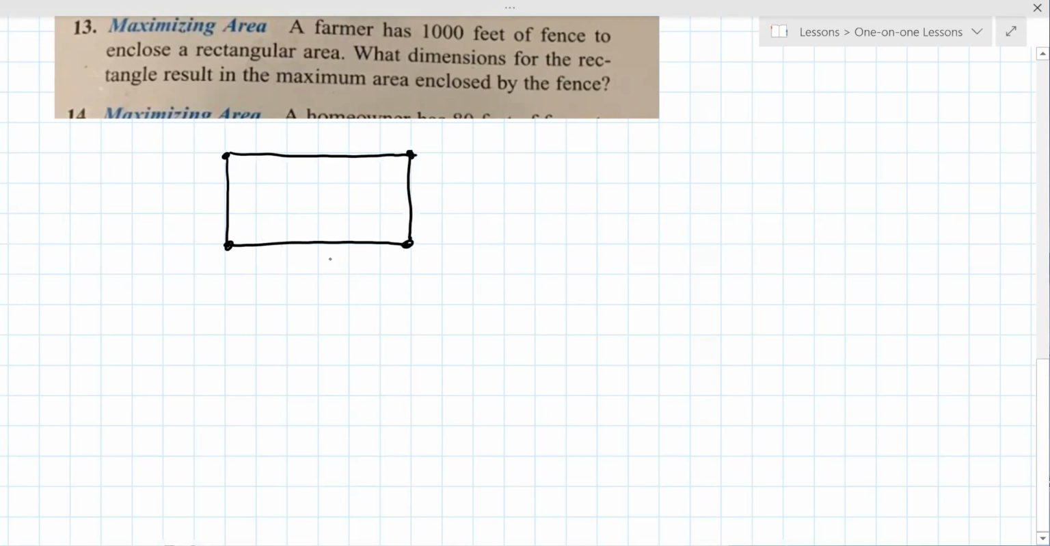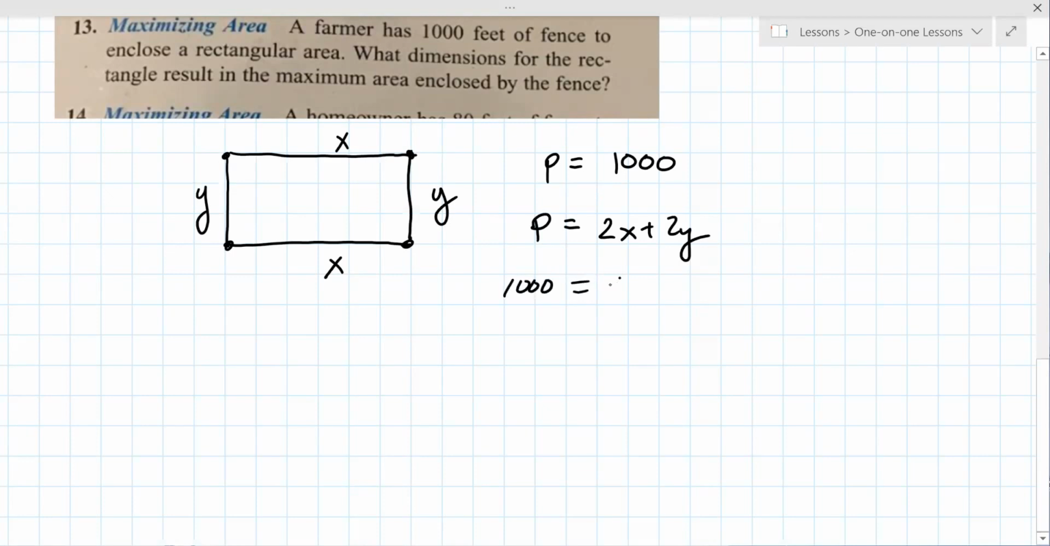So I'm going to call this x and this y, this x and this y. The perimeter is 1,000, but the perimeter is also 2x plus 2y. Yeah, and you can set those equal to each other. You can set 1,000 equal to 2x plus 2y. Divide everything by 2, so you get 500 equals x plus y. Now, that's not what it's asking for. It's asking for the maximum area.